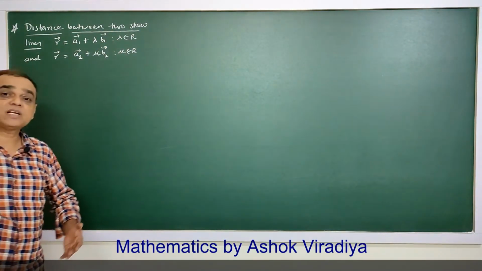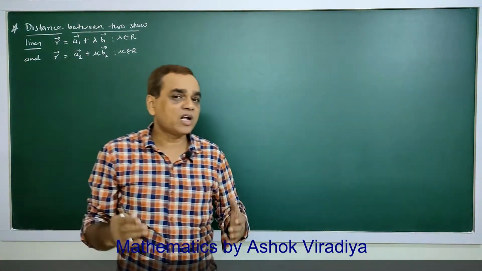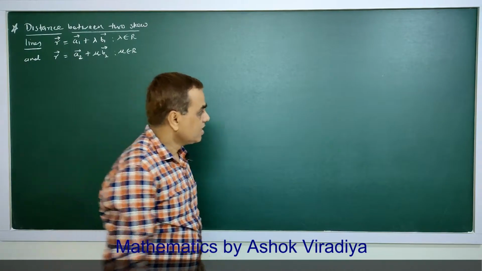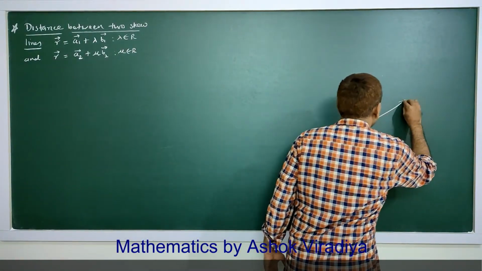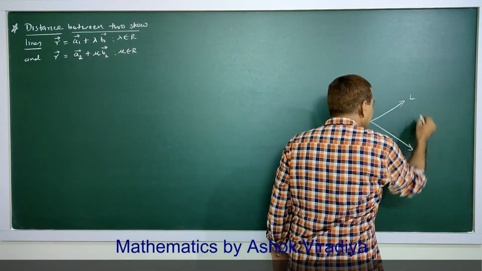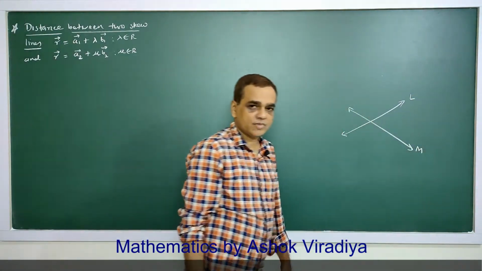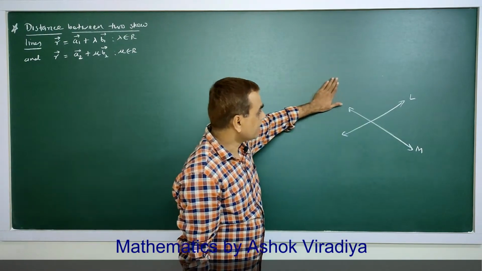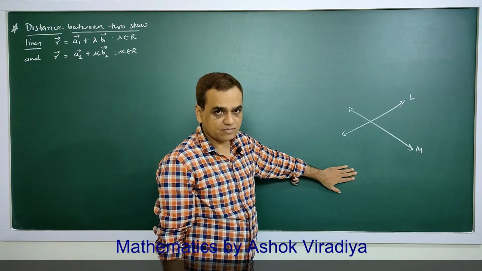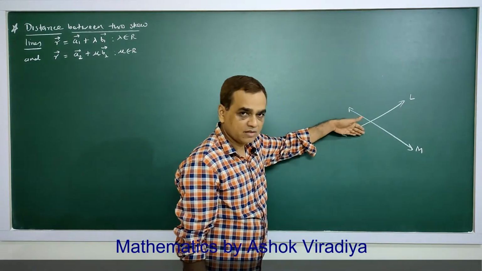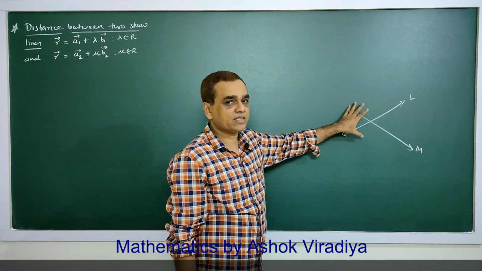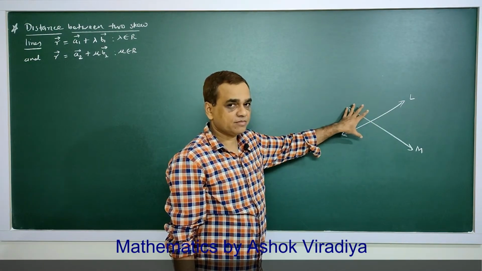Now skew lines means lines which do not lie in the same plane. As for example, if I draw here two lines, then this line L and line M both lie in the plane of this green board. They lie in the same plane. So these are coplanar lines. They are not skew lines.